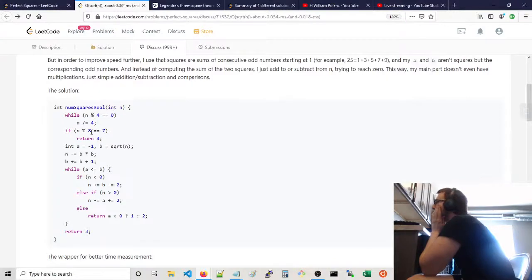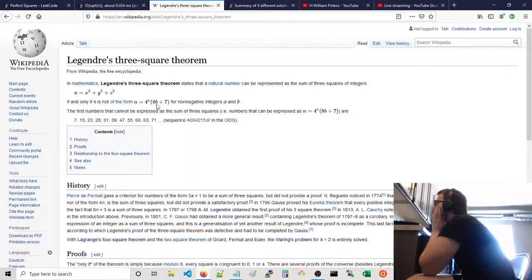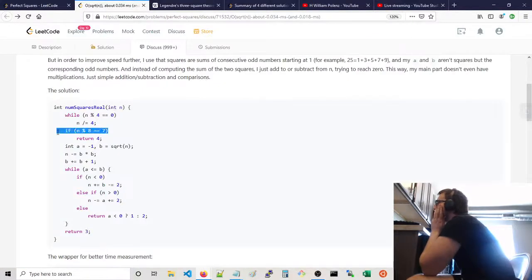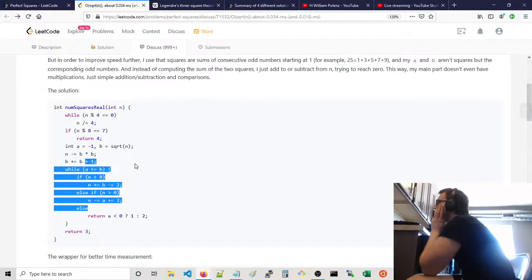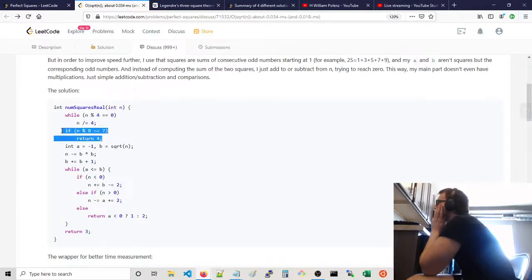N modulo 8, 4, 8b view, divide by 8. If we divide this thing by 8 and the remainder is 7, then this is of this form, and it's not going to be 3. So it could be 1 or 2 or 4. And I guess somehow we know it's not 1 or 2 also for here.